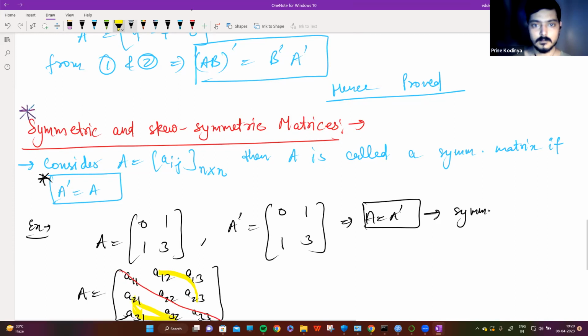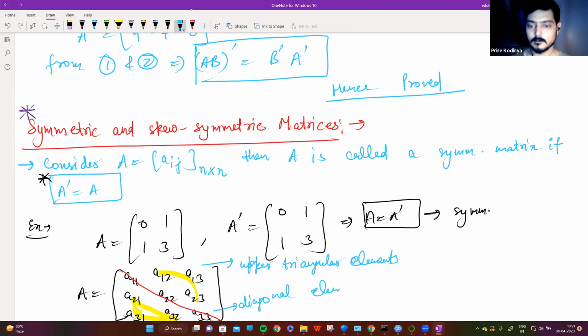So these are upper diagonal elements, sorry, upper triangular elements. Then these are diagonal elements. And then these are lower diagonal elements, lower triangular elements.